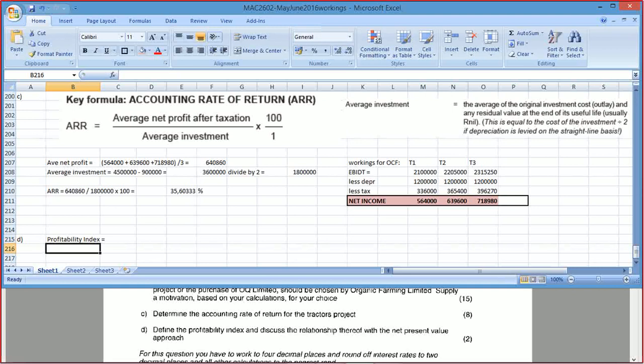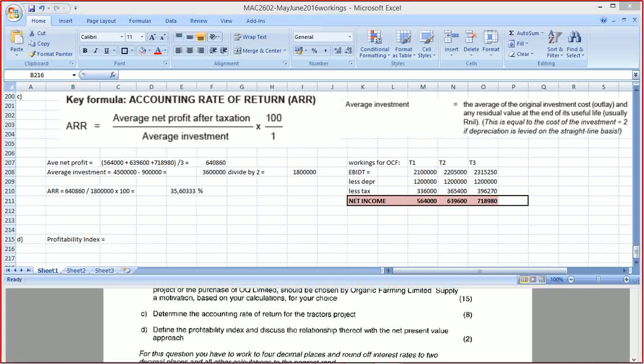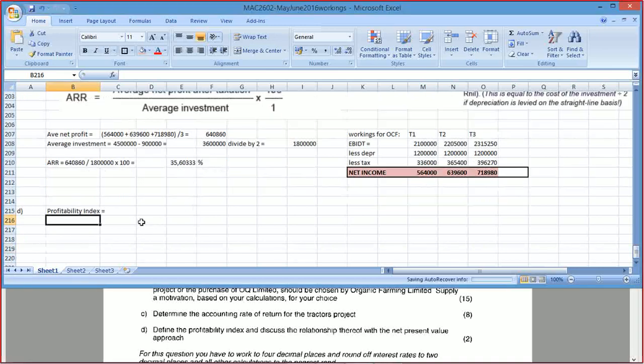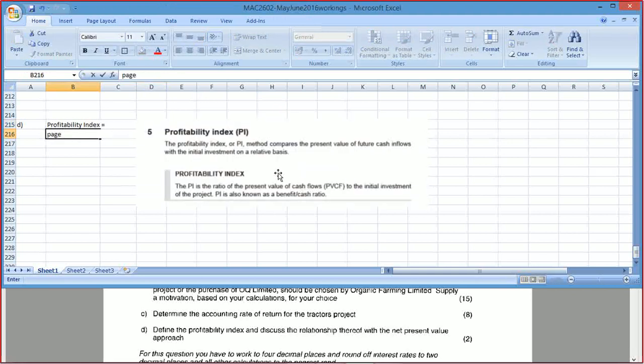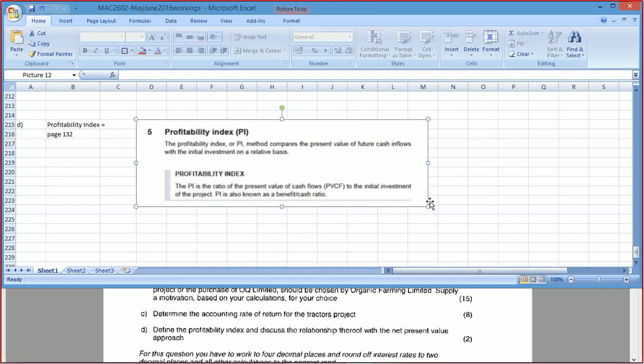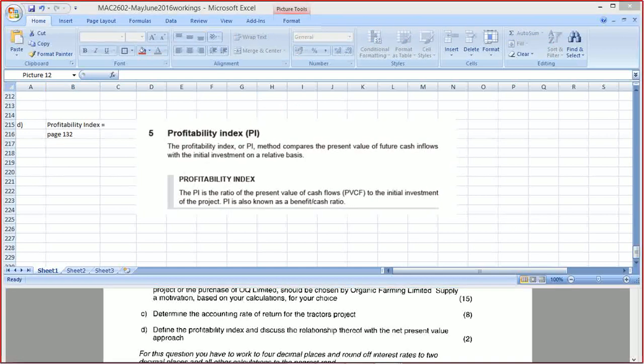Profitability index. I'm going to get the theory from the textbook. Alright, so theory-wise, this is what profitability index is. Page 132 in the textbook. Okay, that's the definition of it.